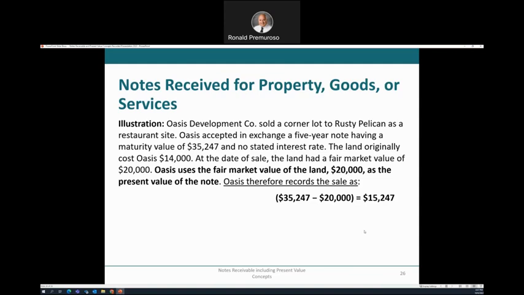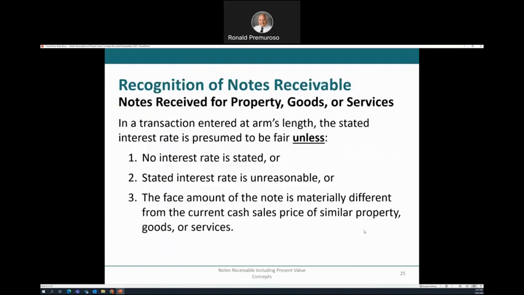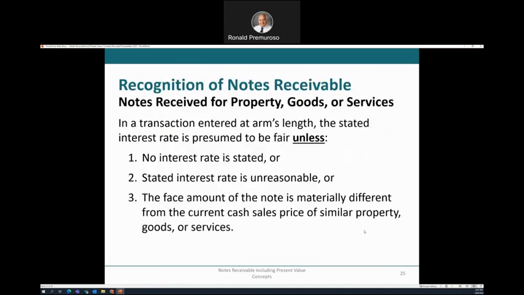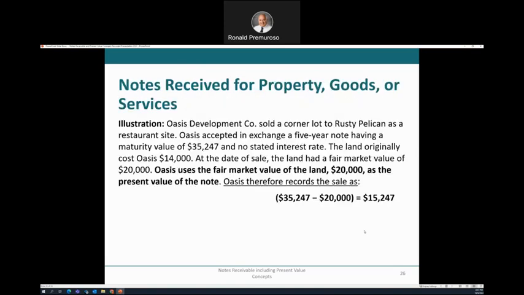So let's go back to slide 25, right? The face amount of the note, right, is $35,247, correct? It's materially different from the current sales price of similar property. And that would be the fair market value of the land, right? Which at the date of the sale has a fair market value of $20,000. Therefore, in this scenario, Oasis uses the fair market value of the land, $20,000, as the present value of the note.